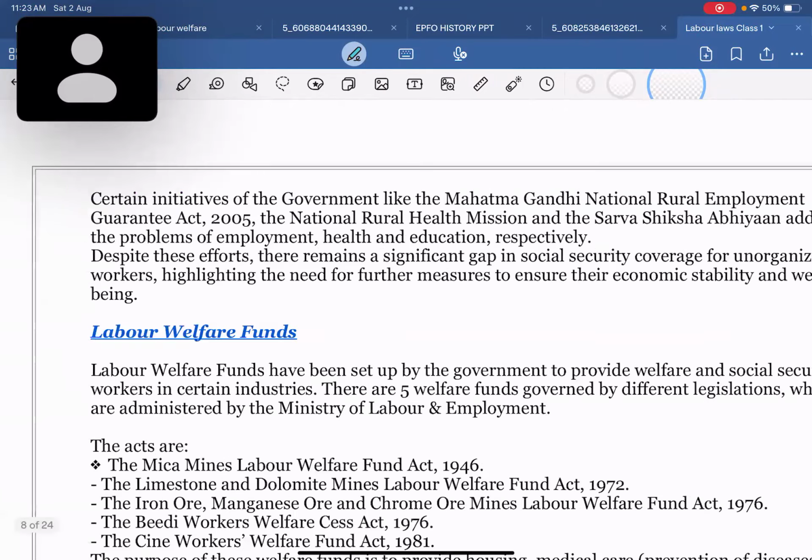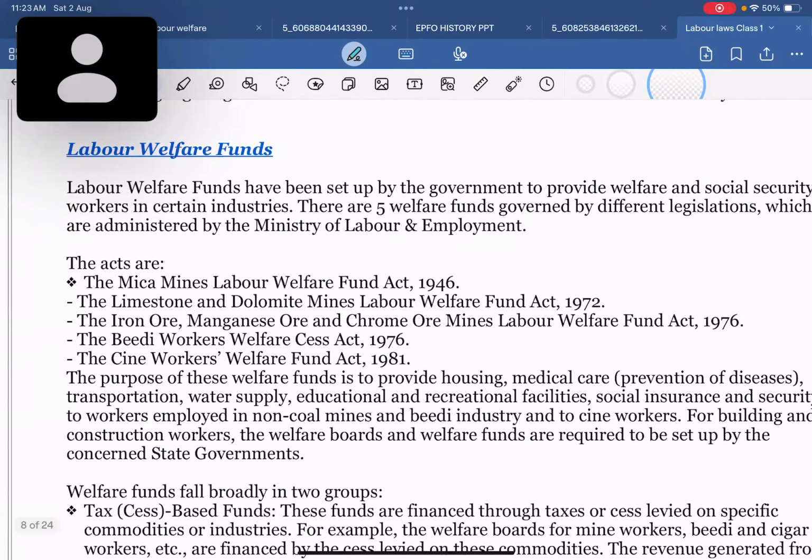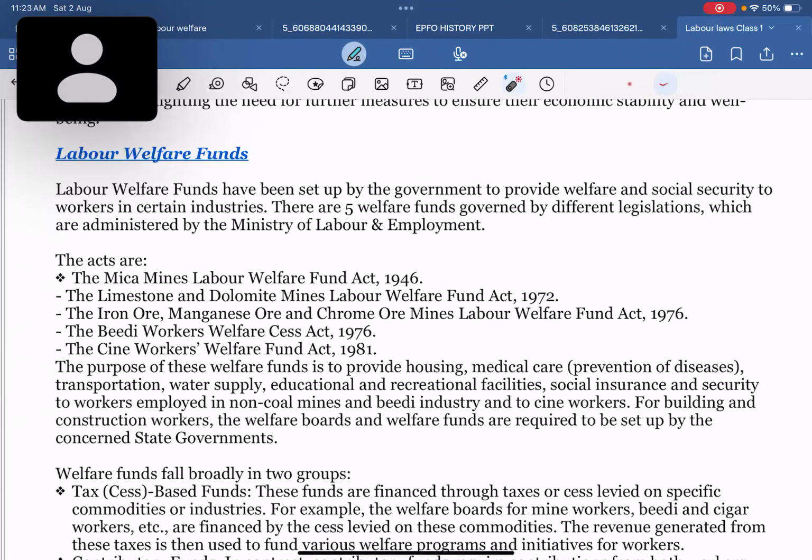Labor welfare funds. Labor welfare funds have been set up by the government to provide welfare and social security to workers in certain industries. There are 5 welfare funds governed by different legislations, which are administered by the Ministry of Labor and Employment. The acts are the Mica Mines Labor Welfare Fund Act. These are the acts, see it is written here, the BD Workers Welfare Cess Act. That is the BD.